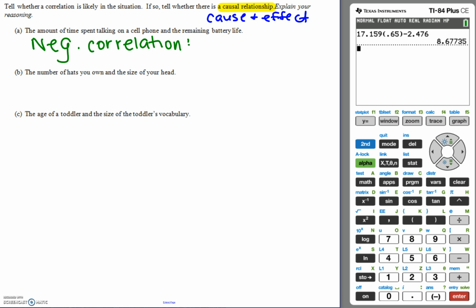So as one is increasing, the amount of time spent on the cell phone, the battery life is decreasing. For part B, it's saying the number of hats you own and the size of your head. This is going to be no correlation. And the reason being is because they have little to nothing to do with each other. And then for C, it says the age of a toddler and the size of the toddler's vocabulary. So this is a positive correlation. And the reason being is because as a toddler gets older, their vocabulary will tend to increase. So yes, it is a causal relationship.